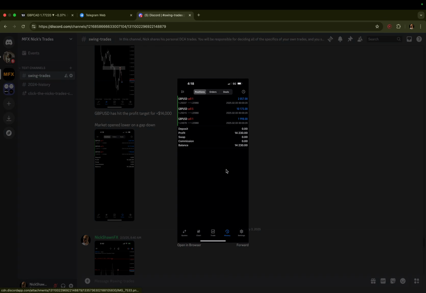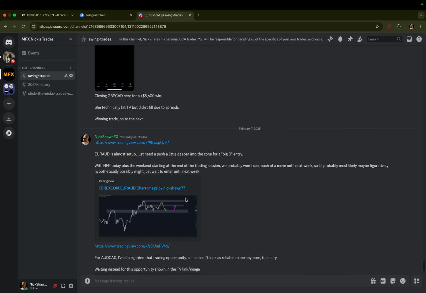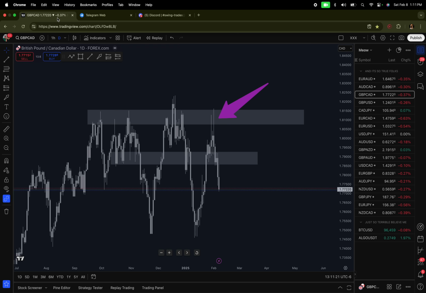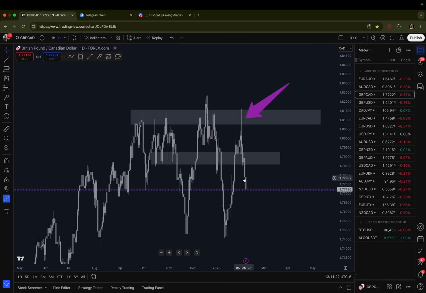I'm not going to complain about 14 grand, and then you compare that with this one right here, which was like a $22,000 trading week. And it actually ended up going even further than that, right?